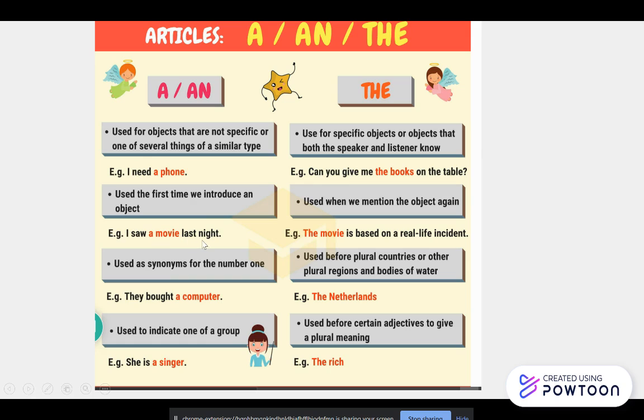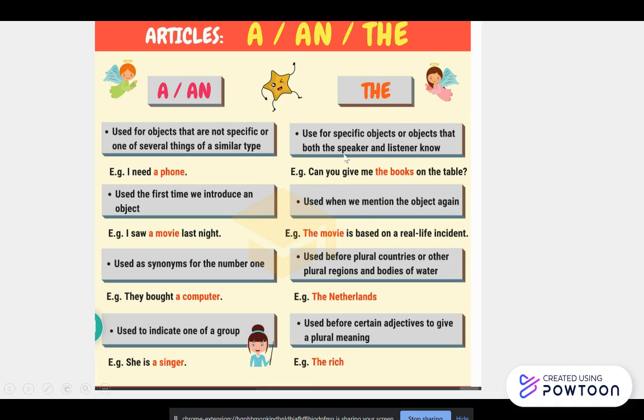So, I saw a movie last night. It can also be used as a synonym for the number one, so only one. Synonym means the same meaning. They bought a computer. That means they bought one computer. It is also used to indicate one of a group. She is a singer. She is among those singers, but she is a singer. That is how to describe her occupation.